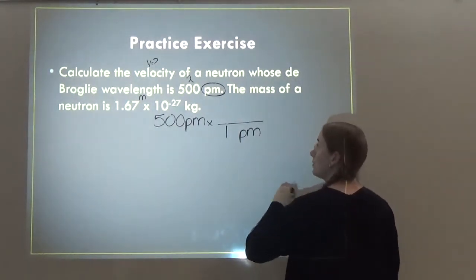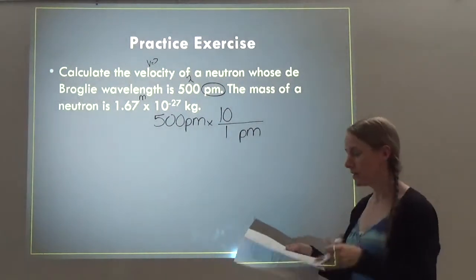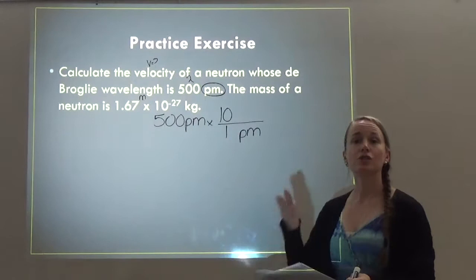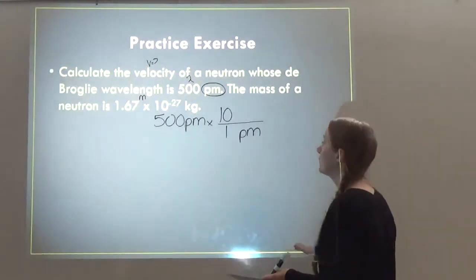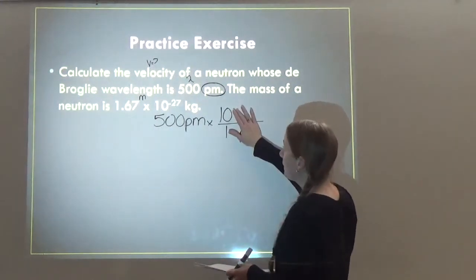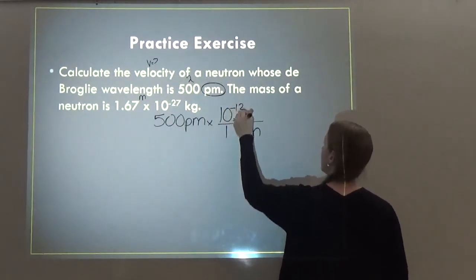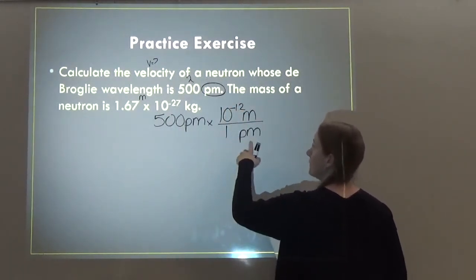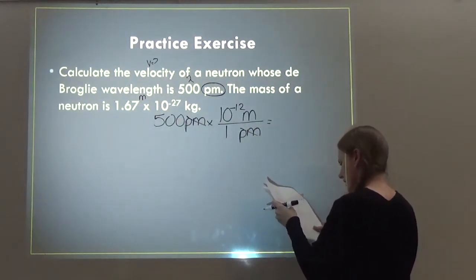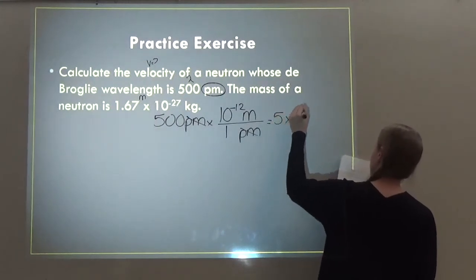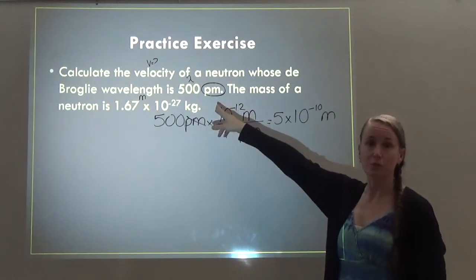So 1 picometer equals 10 to the, and if you look at your SI prefixes chart, either the one I gave you in class or the one you can access on my website, you can find your powers of 10 for this. So picometers is just 10 to the negative 12 meters. So one prefix unit is 10 to the x base unit. Picometers cancel, and when I solve for that, I get 5 times 10 to the negative 10 meters. So this is a number that I can plug in for wavelength.